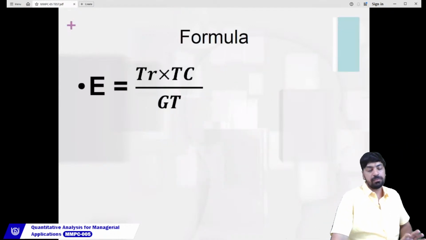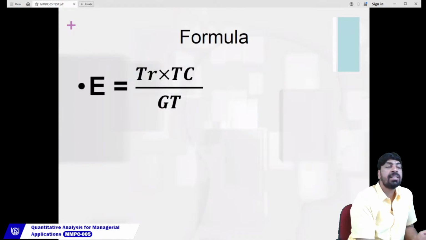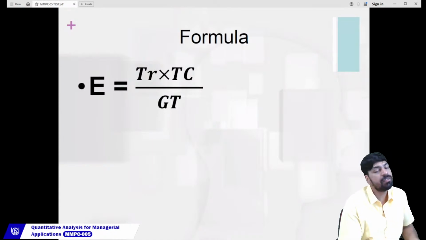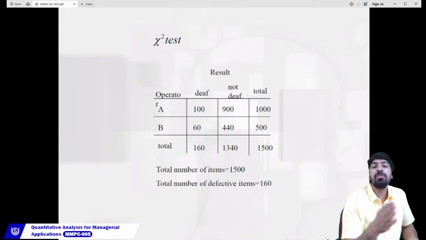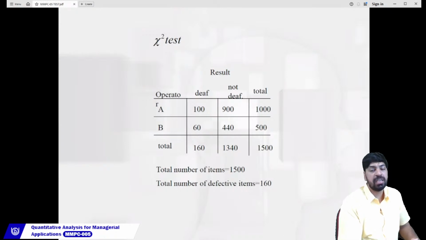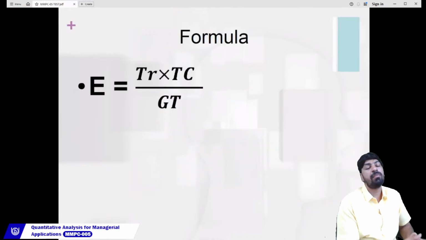Now E stands for the expected frequency, which, as I already told earlier, will be calculated from the observed frequencies. If you look at the table, the observed frequencies have already been given: 100, 960, 440. These four values are the observed counts or frequencies. But how do we calculate the expected frequency? This is the formula given to you on the screen.